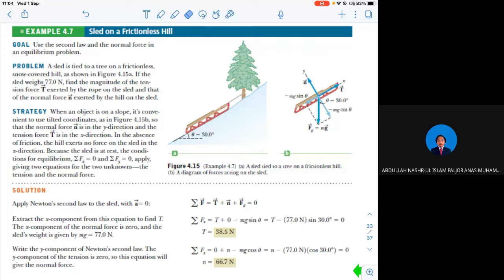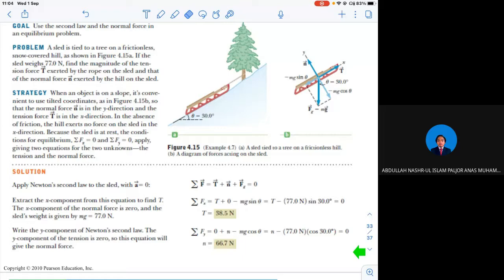So let's continue on the frictionless hill. We will try to discuss the application of forces. Obviously we have to discuss it through examples. Look at these examples, very good examples.